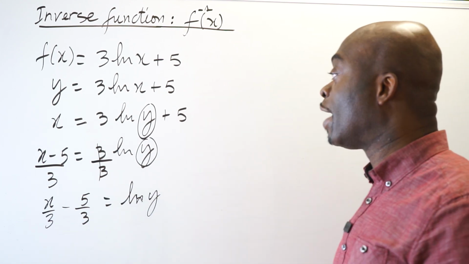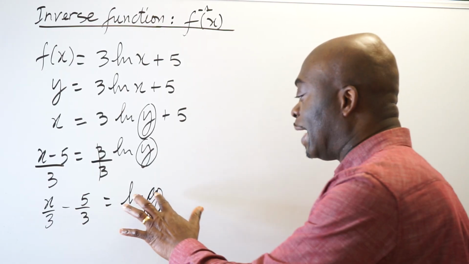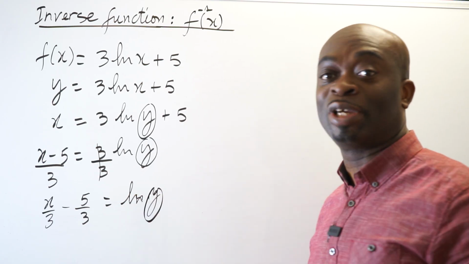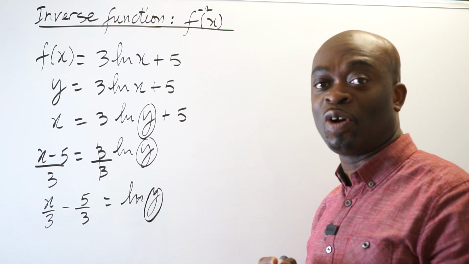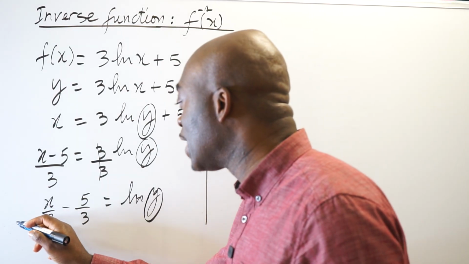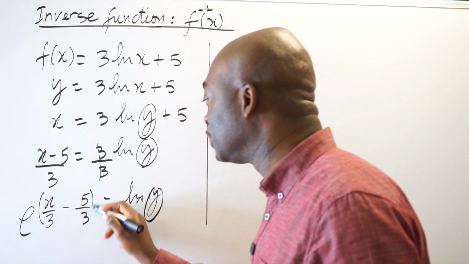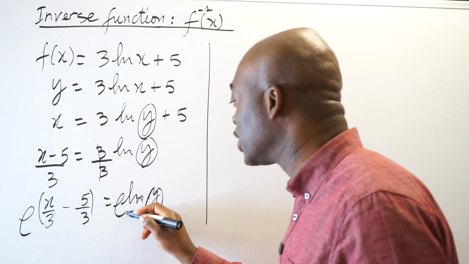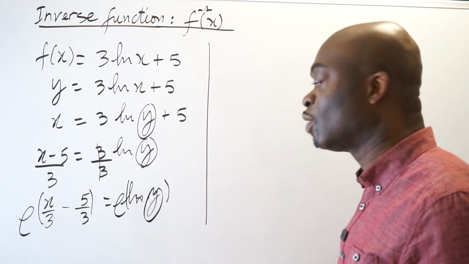We're still solving for y, so we have to get rid of ln. To eliminate ln, we use the inverse, which is the exponential function. So we apply the exponential function to this side and the exponential function to this side as well.